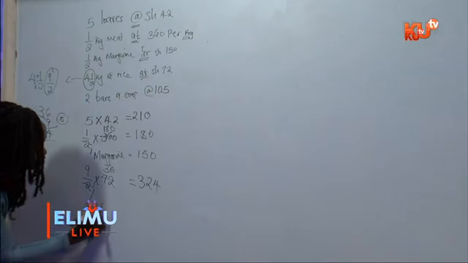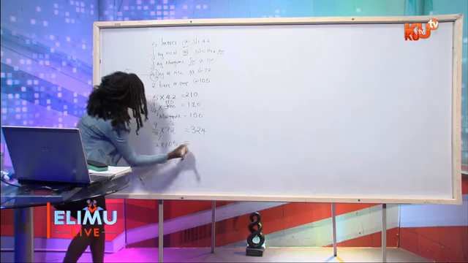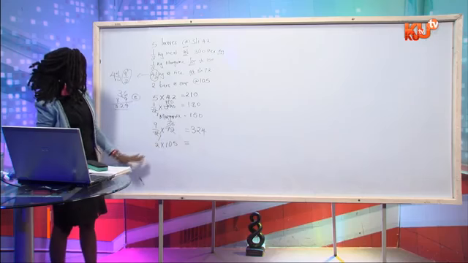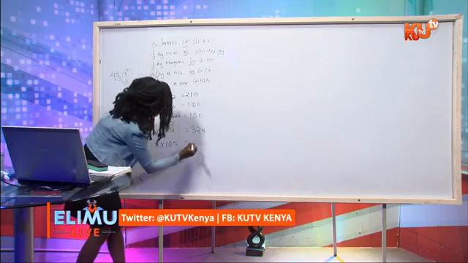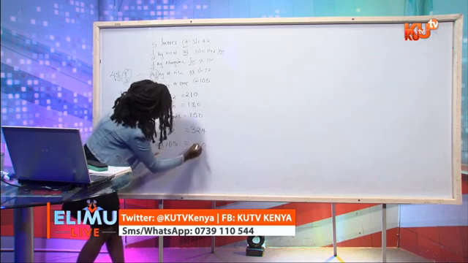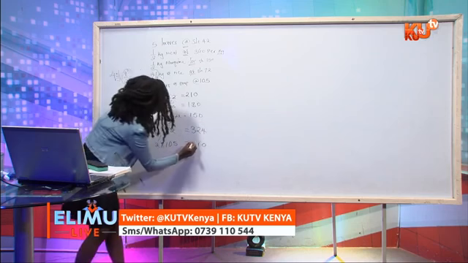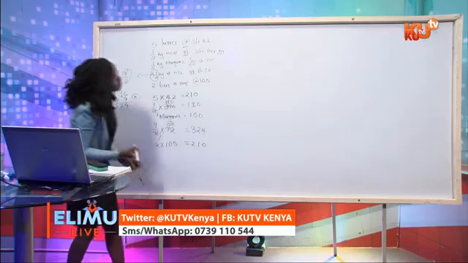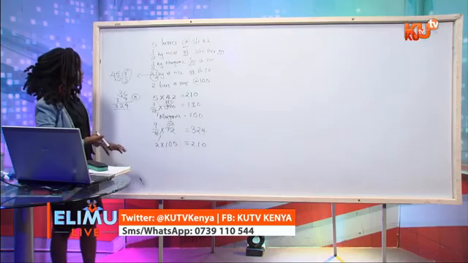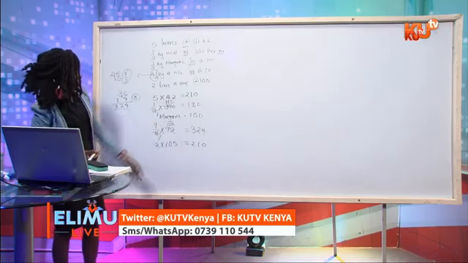Then we have 2 bars of soap at 105. 2 times 105. 105 times 2 is, 10, carry 1, then 2. We get 210. Then from there we add to get the total cost of those items.